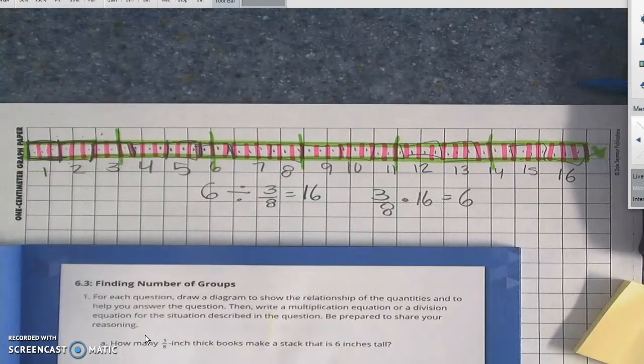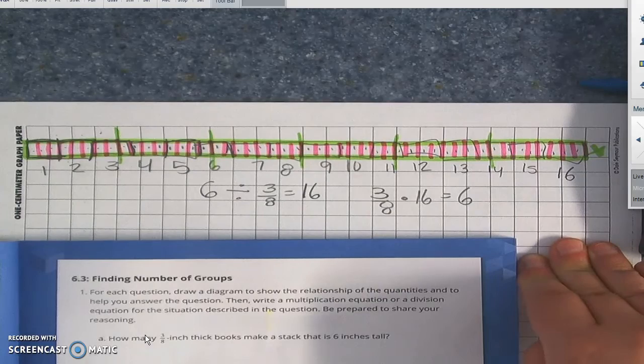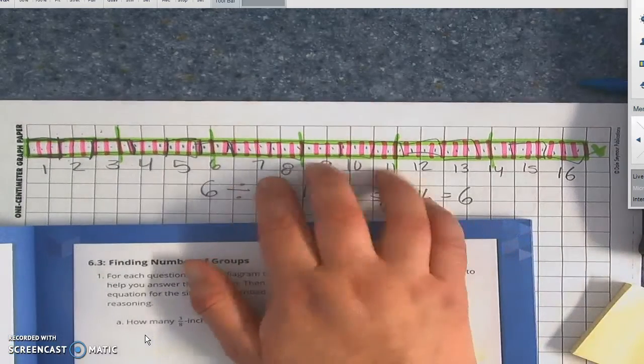So then for my division equation, it was 6 split up into groups of 3/8 equals 16, and 3/8 times 16 equals 6. And that's it for that first one. This picture was just kind of a nightmare.